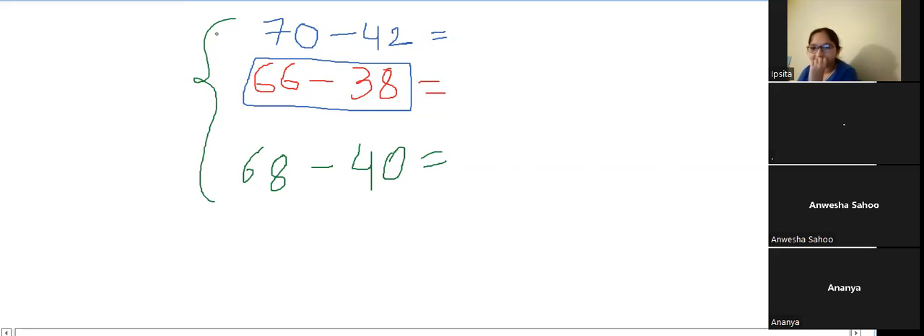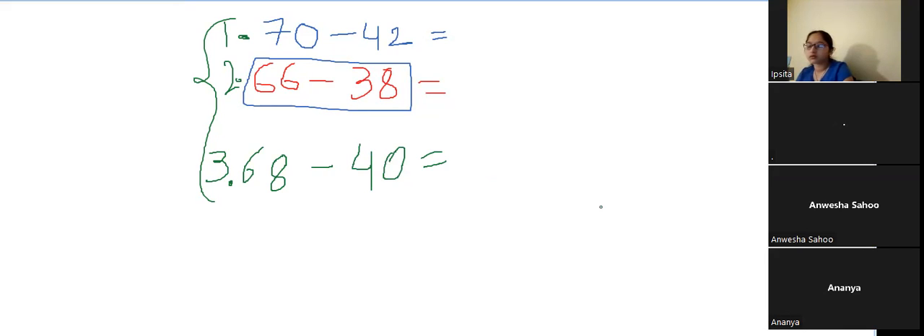And in case 1, 2, and 3, which one do you feel comfortable? Which one do you feel is easy? First case, second case, or third case? Sir, for me, second case. Third case is easy for everyone. Third case is easy. See, 70 minus 42.